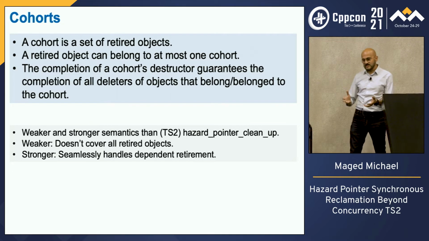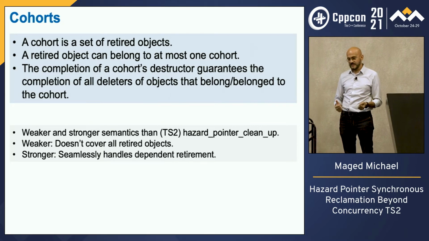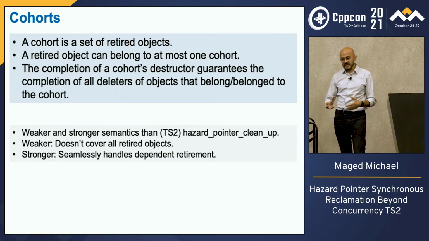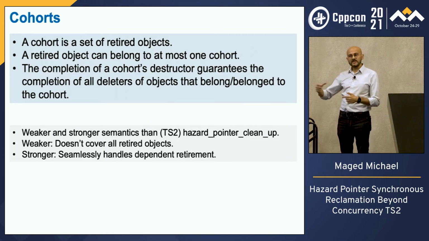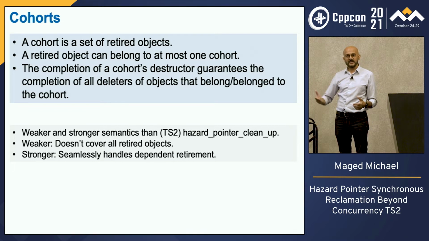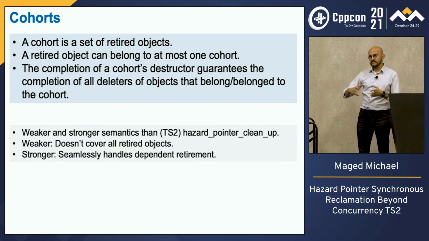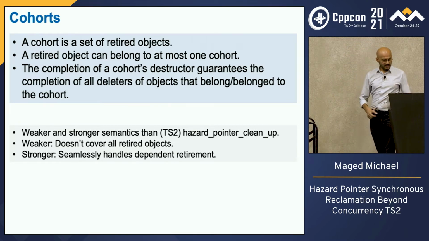So it has weaker and stronger semantics than the TS2 cleanup. It's weaker because it doesn't cover all retired objects. So it's definitely more specific, but it's stronger because it actually does this kind of dependent retirement and link structures seamlessly, without having to repeat reclamation and checking hazard pointers over and over as we traverse these links.